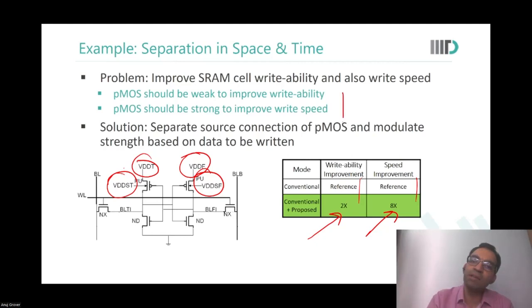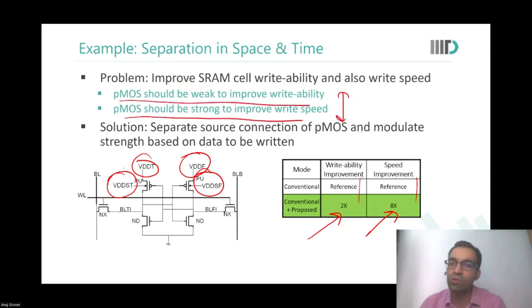So you see, here also we have written the same contradiction. PMOS should be weak to improve writability. PMOS should be strong to improve write speed. So what we discussed just now, I had already hinted that to you long back.